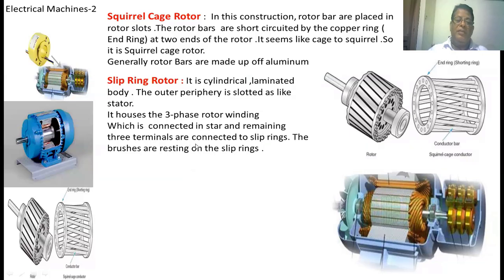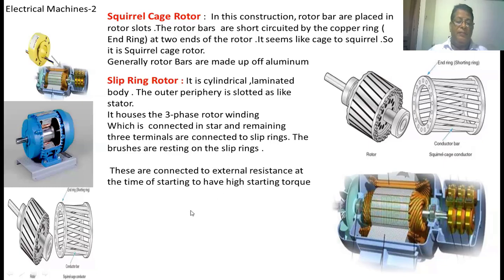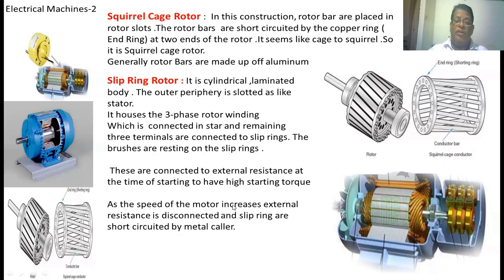The remaining three terminals are connected to the slip rings. The brushes are resting on the slip rings. These are connected to the external resistance at the time of starting to have a high starting torque. As the speed of the motor increases, the external resistance is disconnected. The slip rings are short circuited by a metal collar.